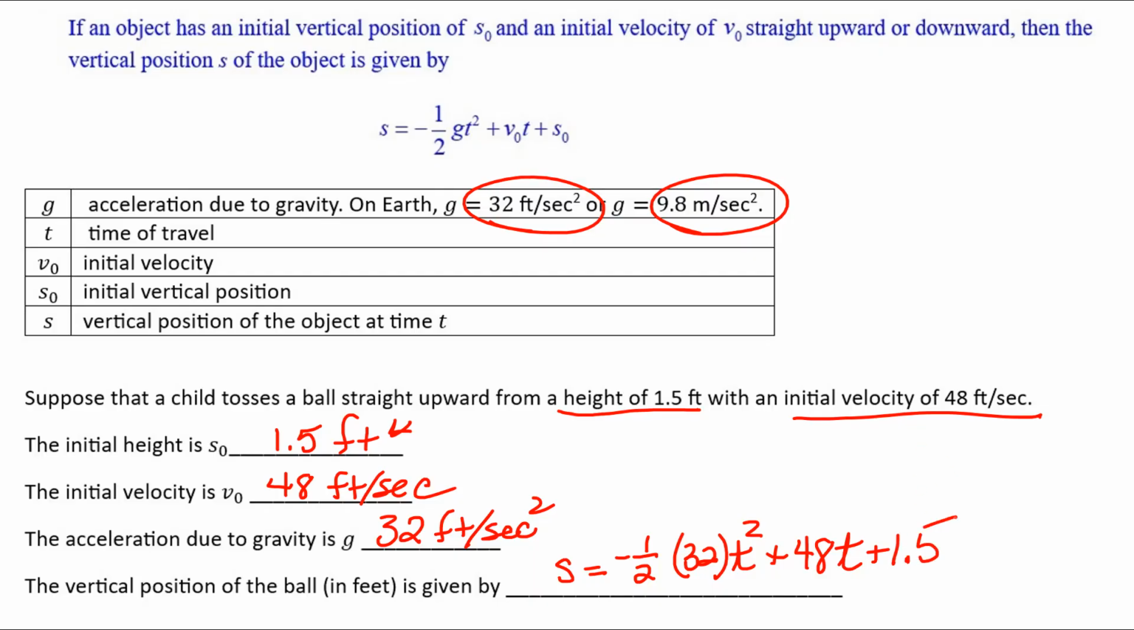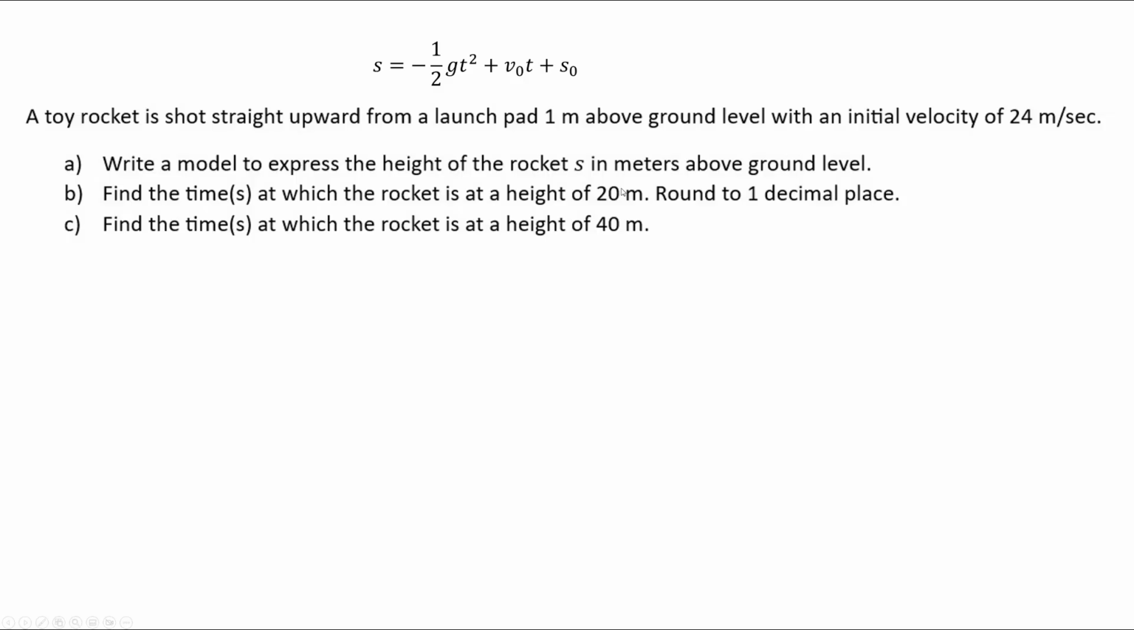So this would be the equation that represents the height of this ball after t seconds in the air. All right, so there's the formula for vertical motion. A toy rocket is shot straight upward from a launch pad 1 meter above the ground. So that right there is where you start from, s sub 0, with an initial velocity of 24 meters per second. So that's your v sub 0.